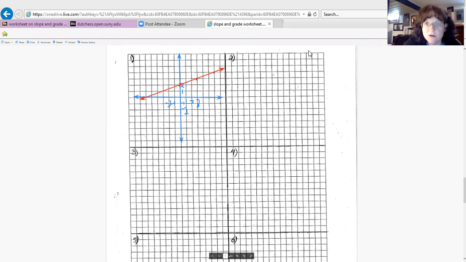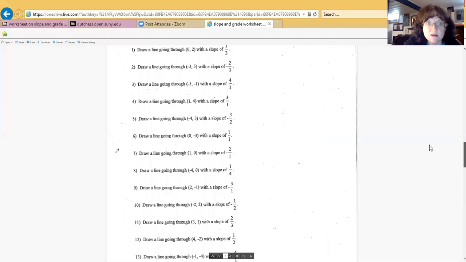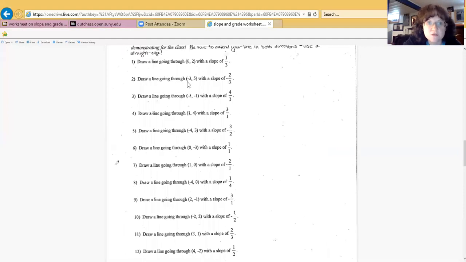So now, unfortunately, I have to clear, otherwise it's going to stay on the screen. So I'm going to clear this drawing, and we're going to do the second one together, and then I want you guys to do the rest. The second one is draw a line through -3, 5 with a slope of -2/3. Okay, think about what that slope means. That slope means it's going to be decreasing, negative. So down 2 and to the right 3, starting at the point negative 3, 5.